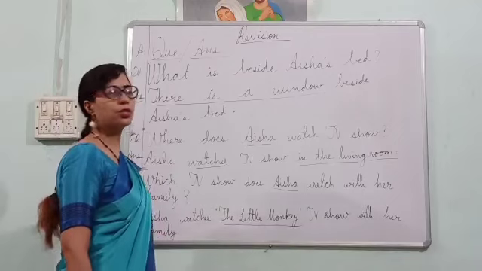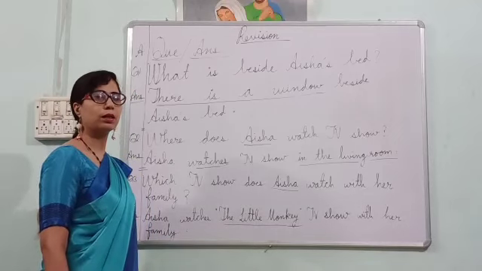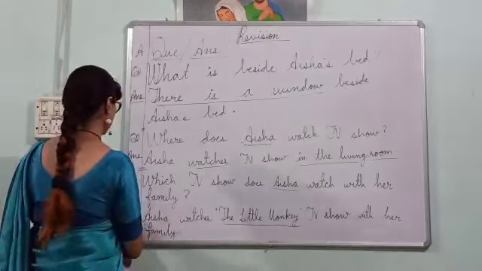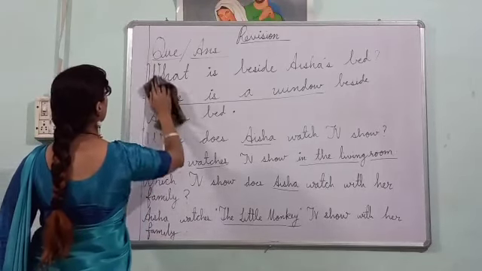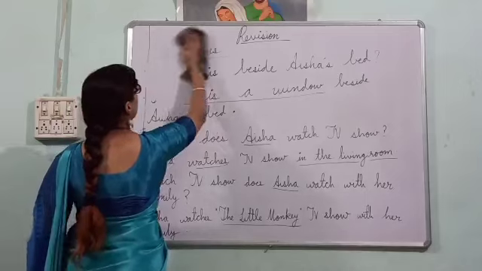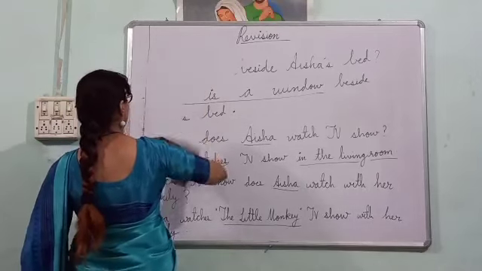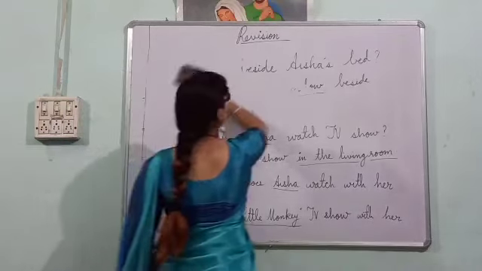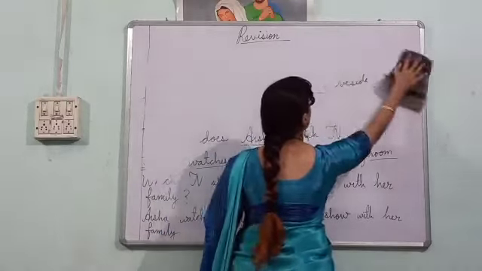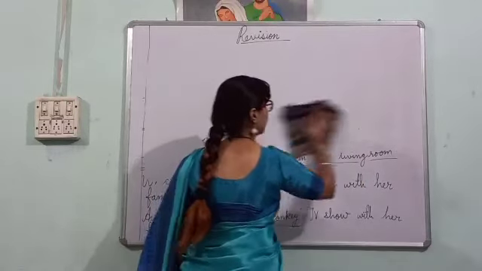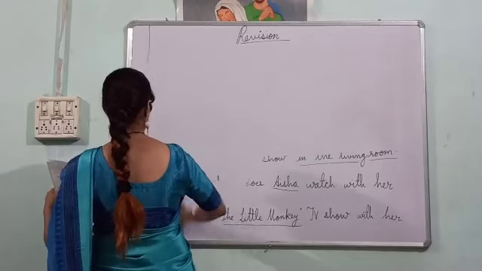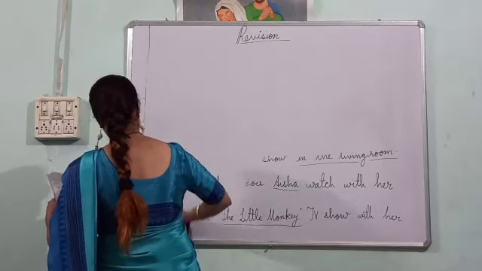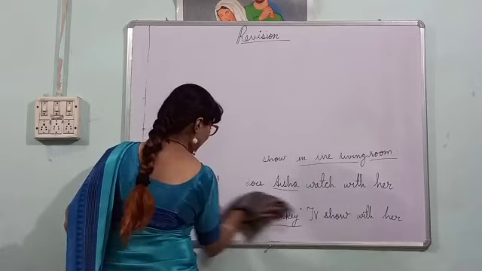Have you done, children? Okay, I'm going to rub this. Now you can write question number four. And the question is, what is the name of Aisha's brother?